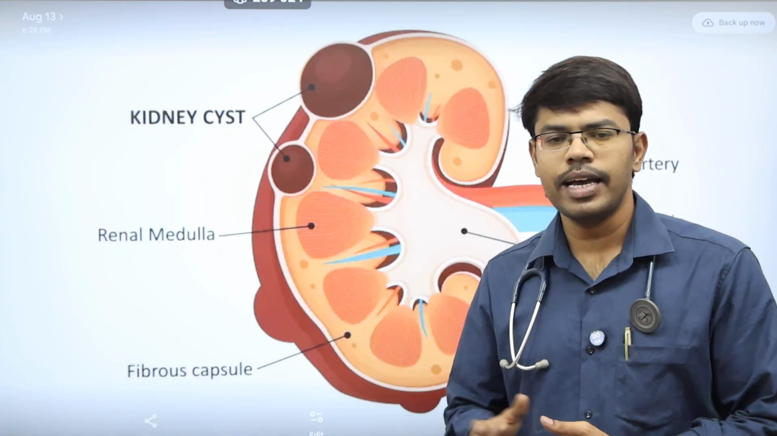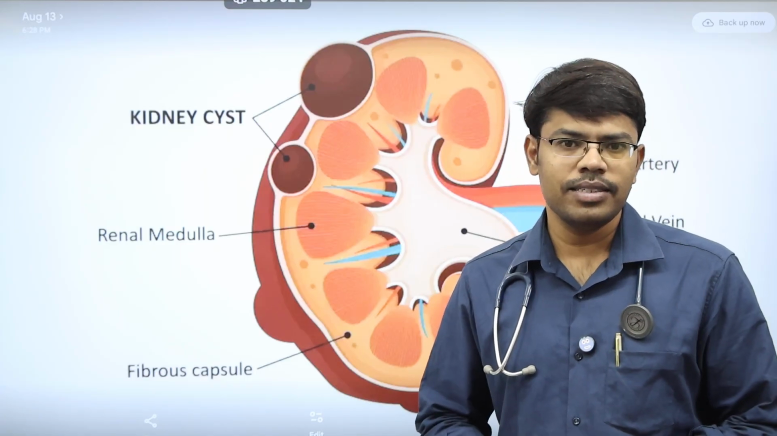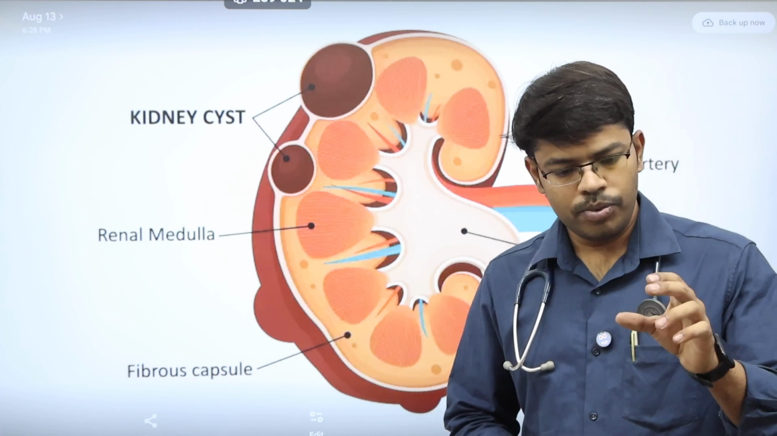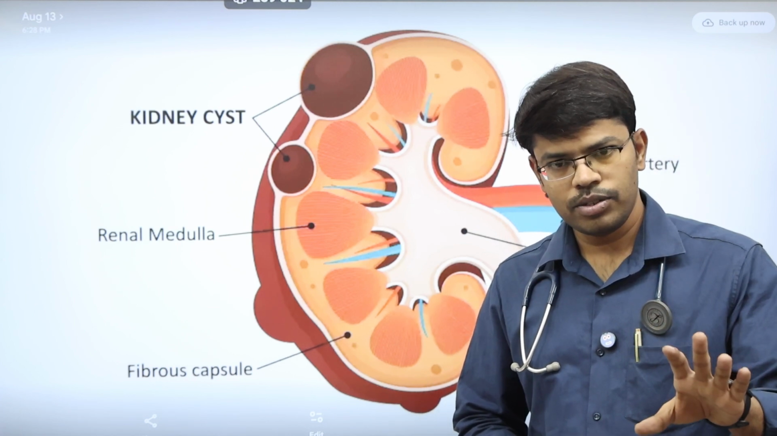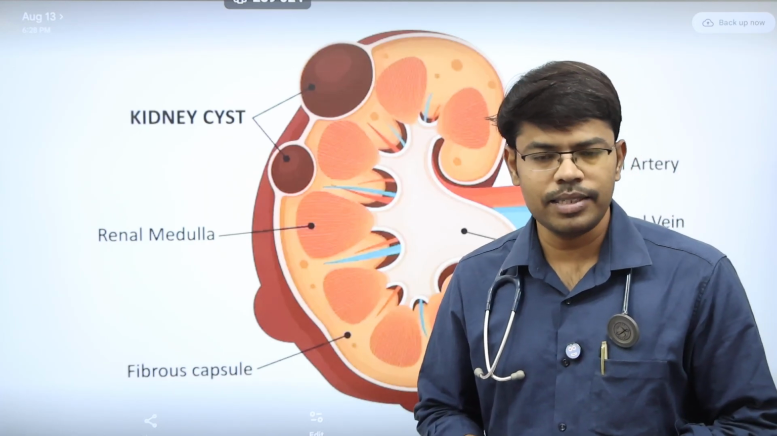But what are the differential diagnoses related to that? Sometimes it can be malignancy. That is the most important differential diagnosis. So on one side, a simple cyst is a natural one. As the patient ages, it can be there. The other differential is malignancy.